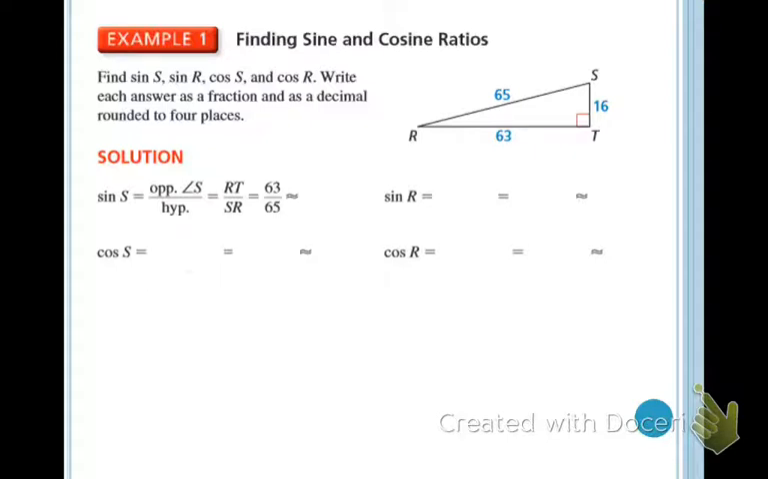And then as a decimal, round it to 4 places. So how do we find the decimal? Plug it in and hit S to D. So go. And hit S to D.